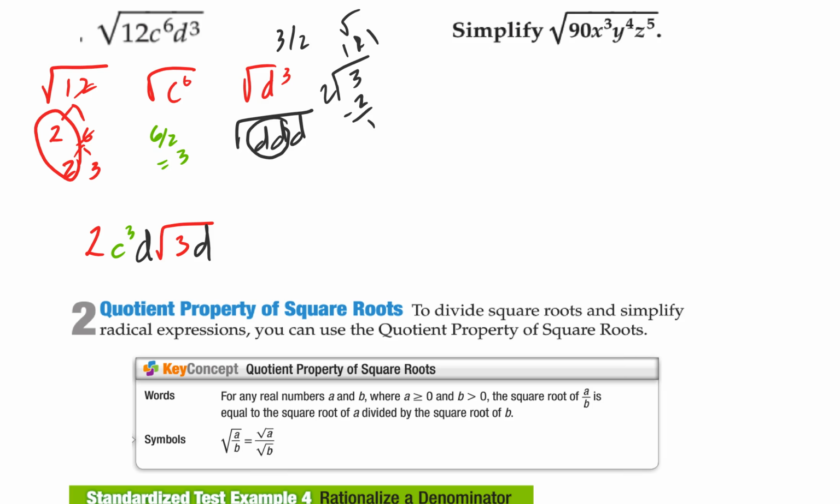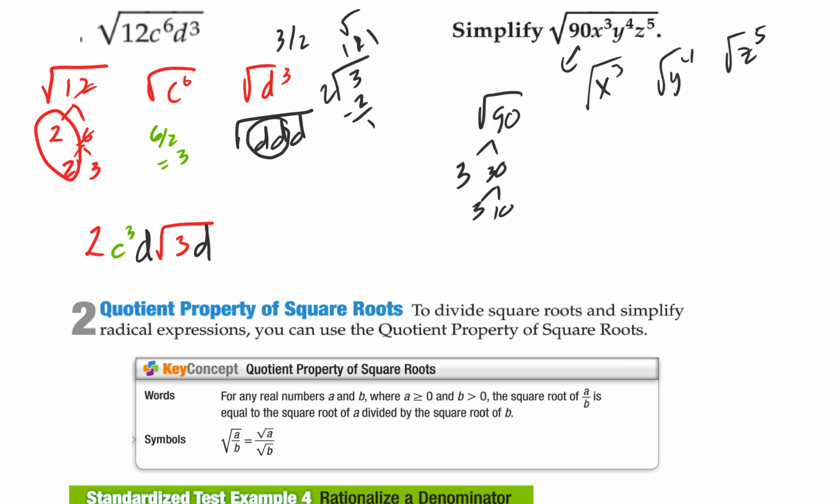So we're going to try it here. So I got to break down 90. I'm going to break down x3. I'll break down y4. And we're going to break down z5. So first 90. I like to start small. 3 and 30. 3 and 10. 2 and 5. I have a pair of 3's. So that goes on the outside of the radical. 2 and 5 can't do anything. So you can have a 2 and 5 on the inside, or just 10 if you multiply them.